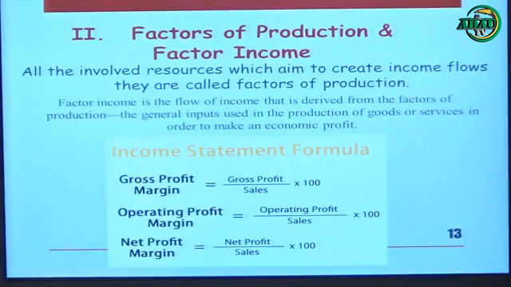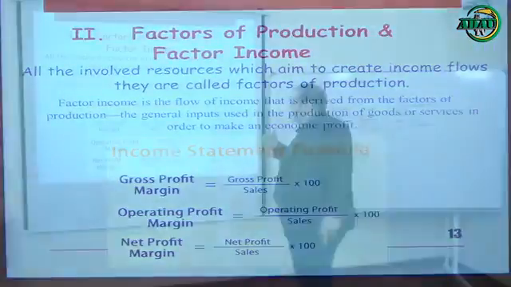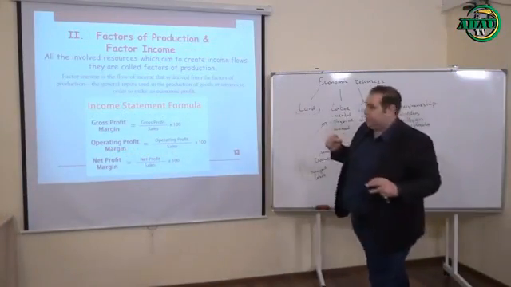Individually, these are the resources, but when they combine, when they come together and are dealing with the production, then they are called the factors of production. The factor income is the flow of income that's derived from the factors of production.